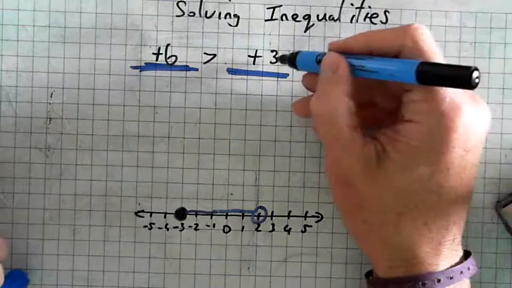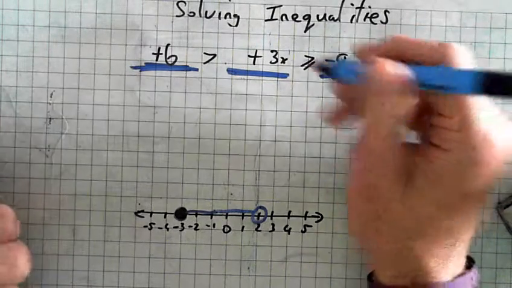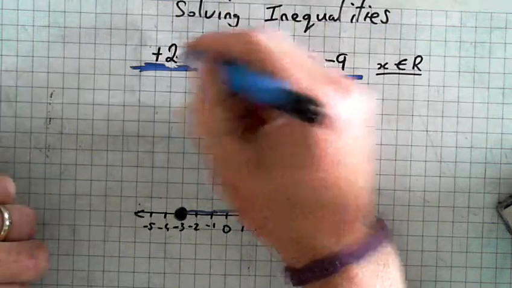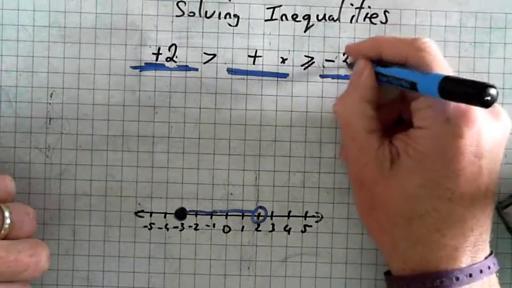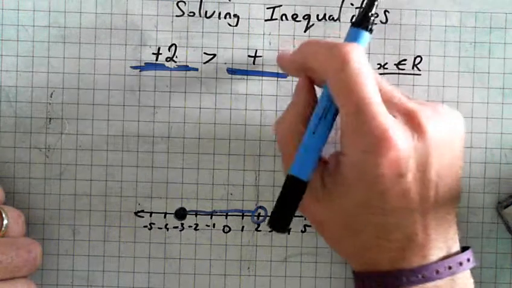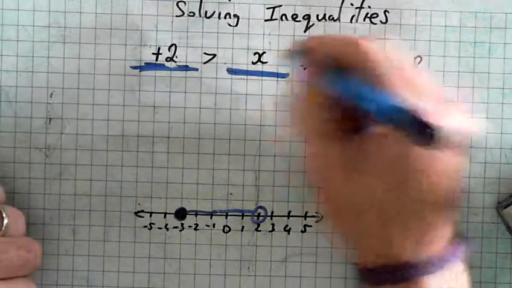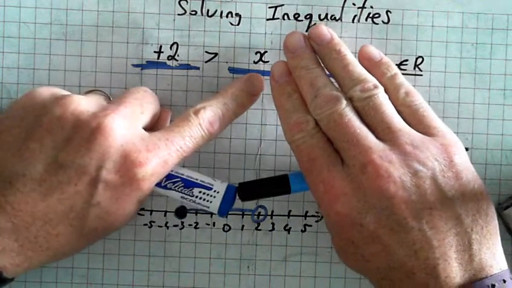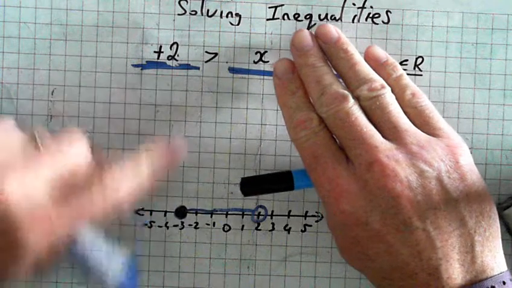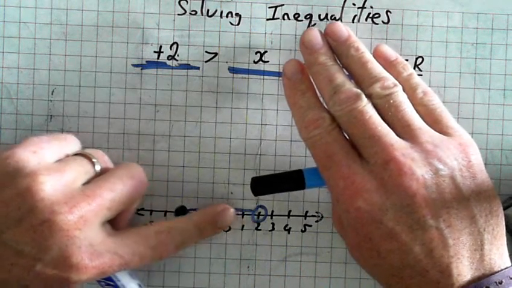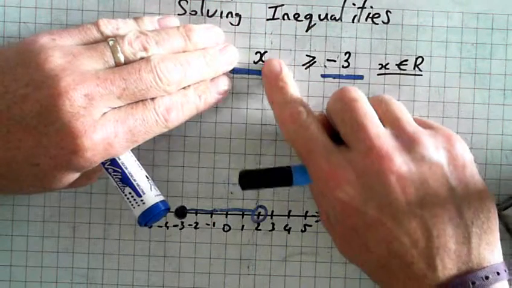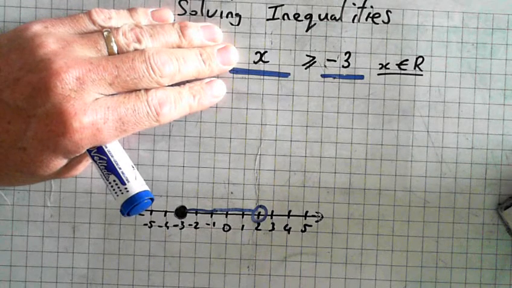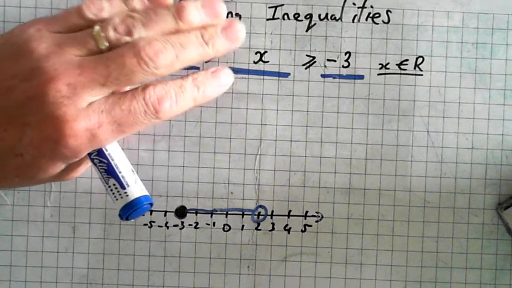Alright. I have a 3x, but I just want x. So I need to divide by 3. Divide by 3, divide by 3. Okay? That's plus x in the middle. So what have I got? I've got x less than 2. And over here I've got x greater than or equal to minus 3. Is that right? Same answer? Right. Slightly different way of doing it.